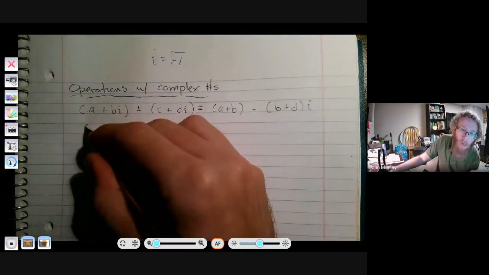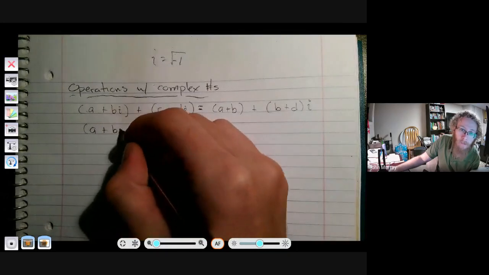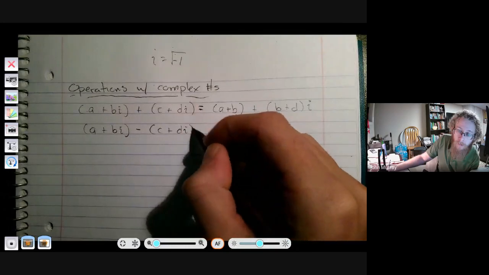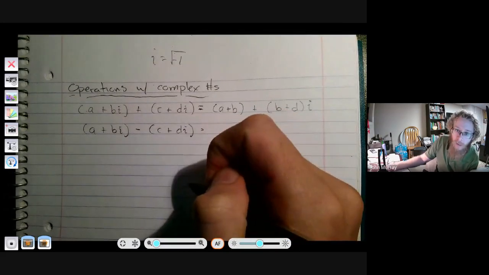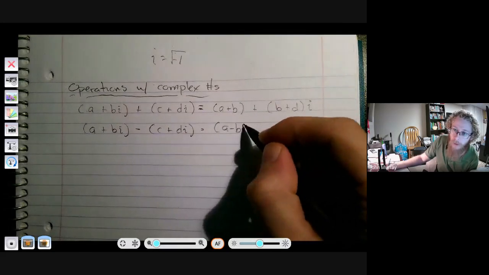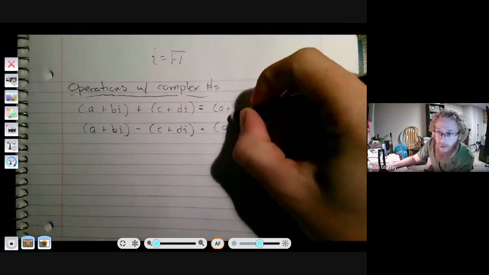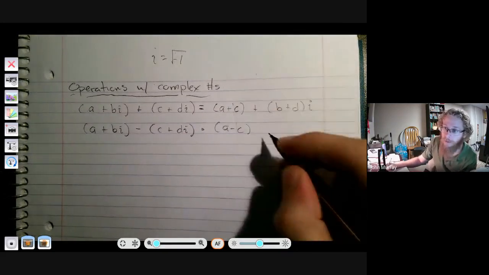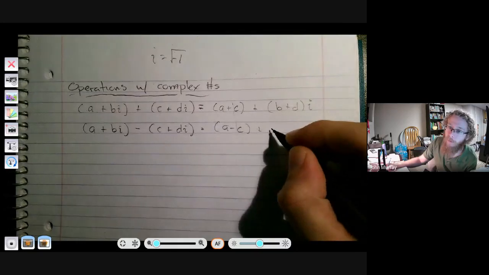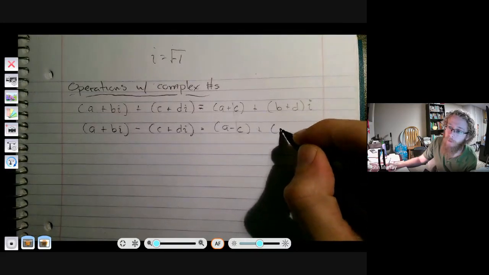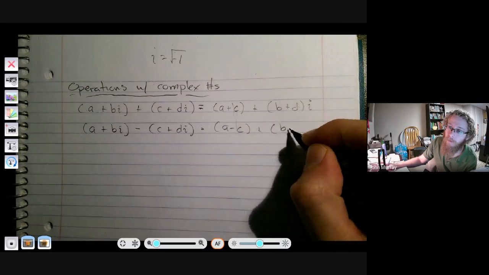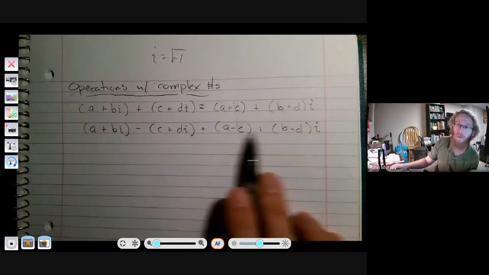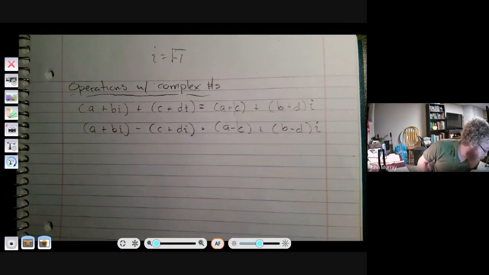Same thing goes when we subtract. Okay, if we're subtracting two complex numbers, we subtract. Oh, wait, I did this wrong. Sorry, guys. You got to correct me. That should be a c. Okay, so if we subtract, then we're just subtracting the real and the imaginary parts.